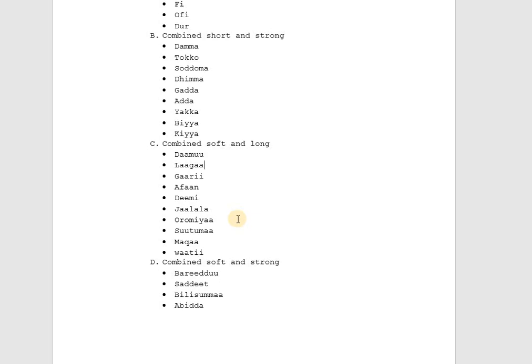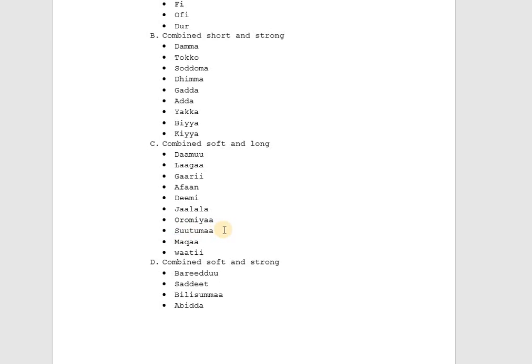Oromia. Which one is long, which one is short? Oromia. All are short except ya. Ya is long here only. Oromia. We only stay on ya.